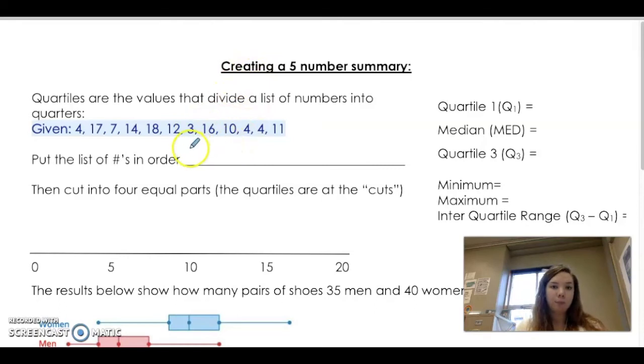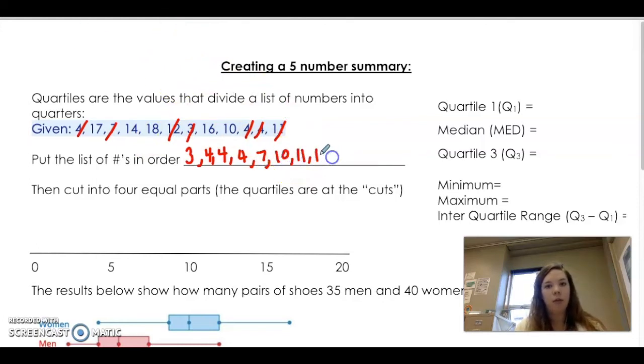So here, looks like 3's our smallest, and then we have several 4's. So cross off my 4's. Then we have 7, 11, and 12. Oh, but see, I skipped 10, so I have to put a 10 in here. 10, 11, and 12. Then 14, 16, 17, and 18.